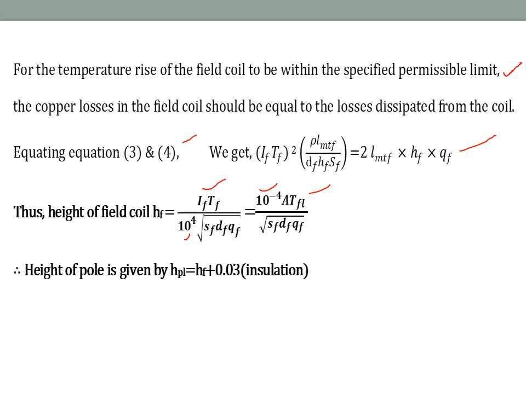Once you find out height of the field winding HF, height of the pole is given by HF plus 0.03 meter. This is for insulation, clearance, etc. This derivation we have already discussed in DC machine. The only thing you have to remember is this equation. This equation is important for solving the problem.